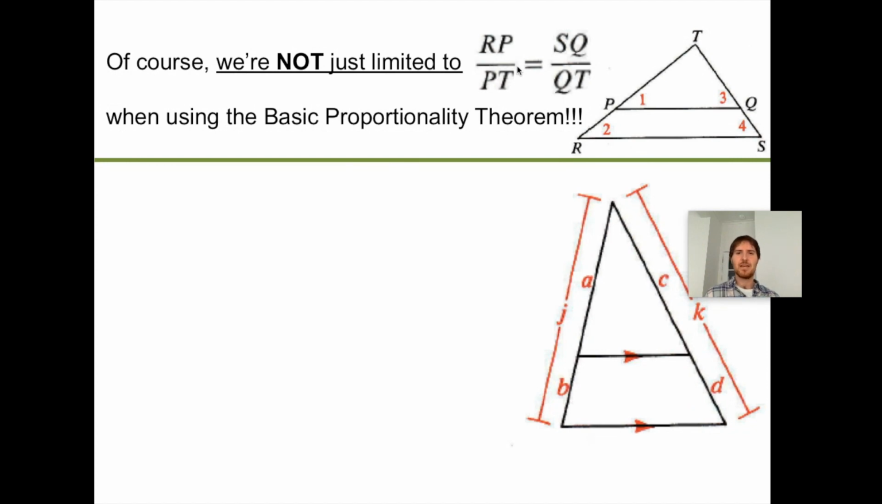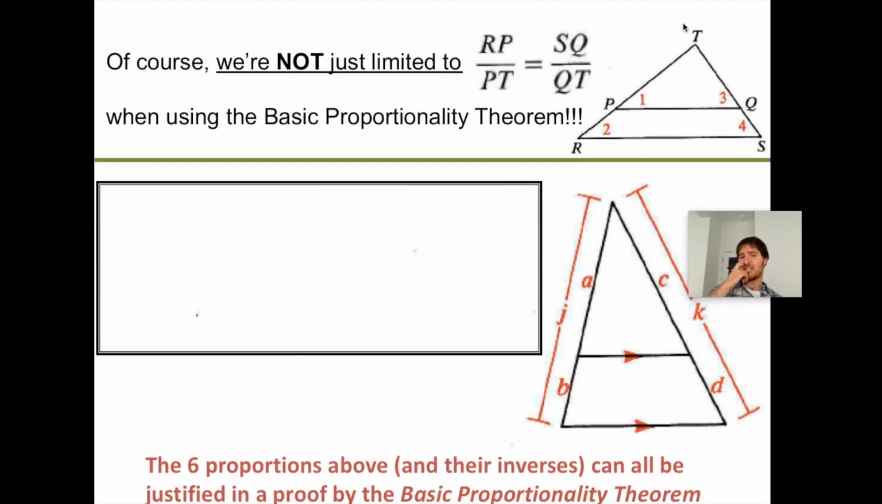Okay, we're not limited to RP to PT equals SQ to QT because, for instance, in the previous proof, we already knew that RT to TP equaled ST to QT, right? That was in there too. So if we use the basic proportionality theorem, you could say part to part equals part to part, but you can also say whole to part equals whole to part, okay? In fact, you can say 6 things. There are 6 things total.